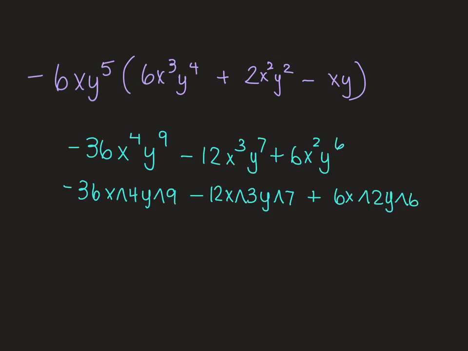All right, did you type in this answer? Negative 36, x to the 4th, we're going to use that caret symbol, y to the 9th, minus 12, because a negative 6 and a positive 2 make a negative. Negative 12, x to the 3rd, y to the 7th. Two negatives make a positive. This is like having a 1 coefficient. So negative 1 times negative 6 is positive 6. 1 plus 1 is 2, and 5 plus 1 is 6.